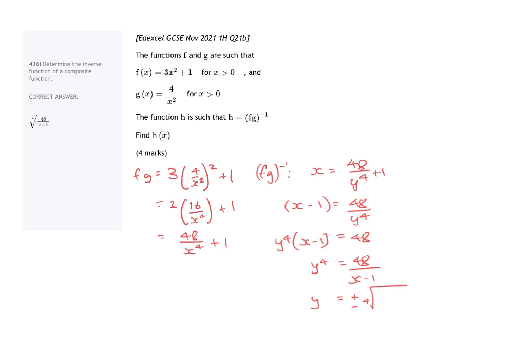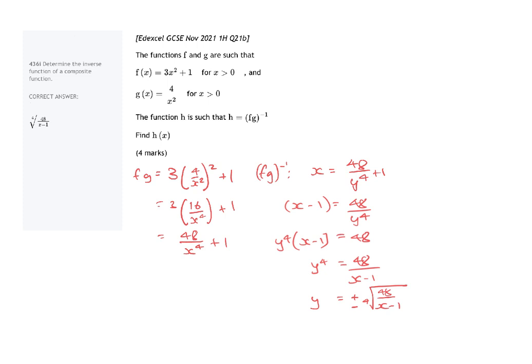So the fourth root of 48 over x minus 1, and you might think that's the answer to the question, but remember we have these limitations here, x being greater than 0 in both cases. So if that's my starting point here, when I have my inverse function, that's my endpoint. So I've got to make sure my answer is always greater than 0. For this to be greater than 0, I cannot have a negative answer. I can only take the positive answer of the fourth root of this expression.